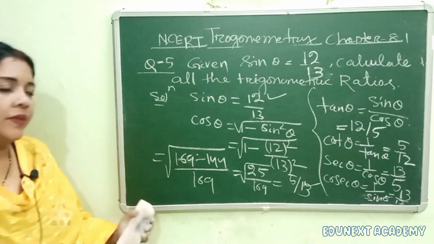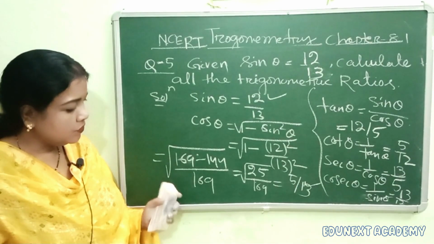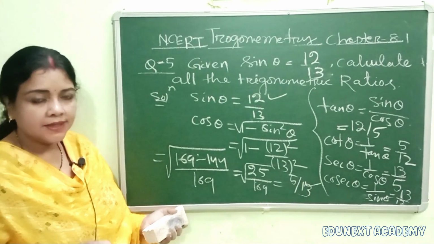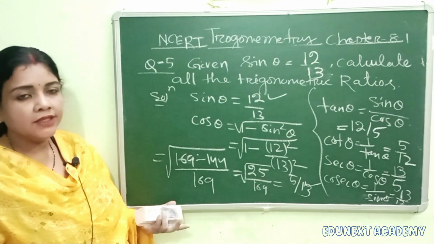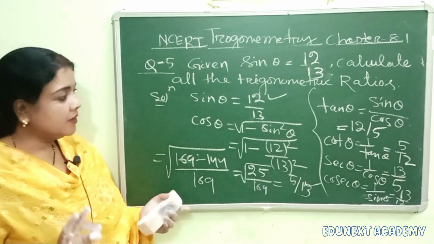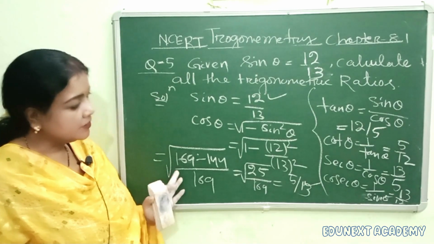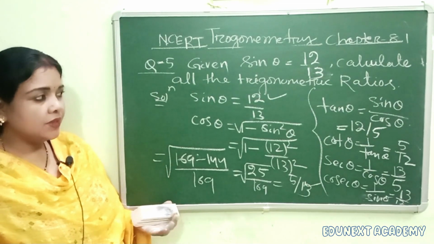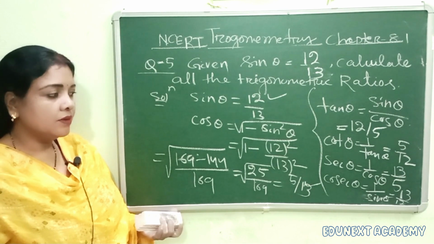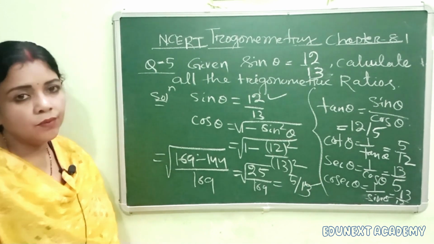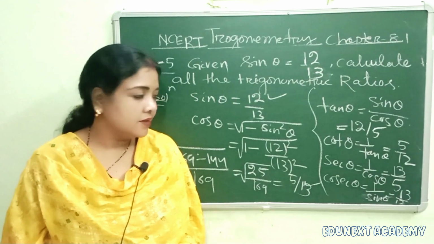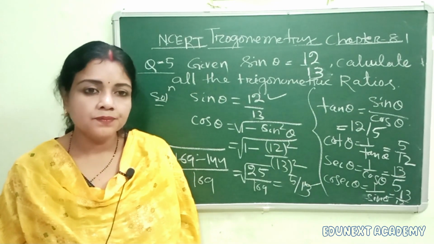In this way, if only one ratio is given and the other is related to it by some formula, you get two trigonometric ratios. Then from those two you can get tan theta, cot theta, sec theta, cosec theta. Now I hope you understand the problem I solved here.